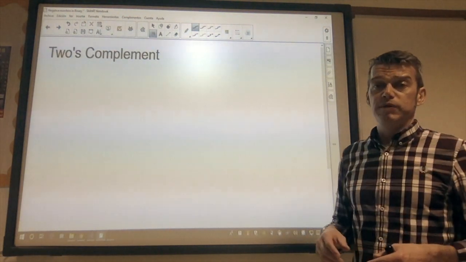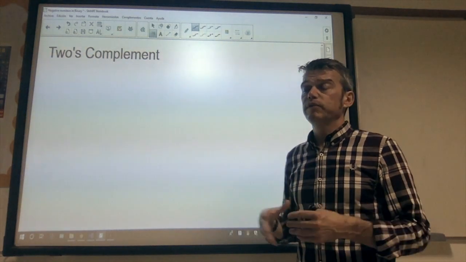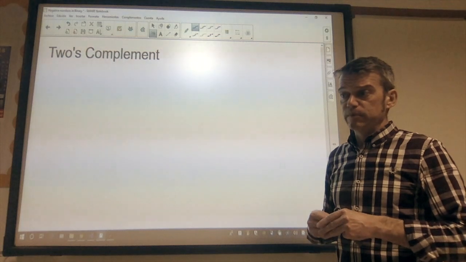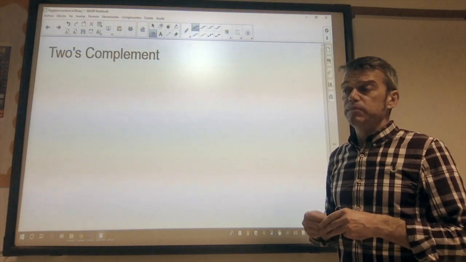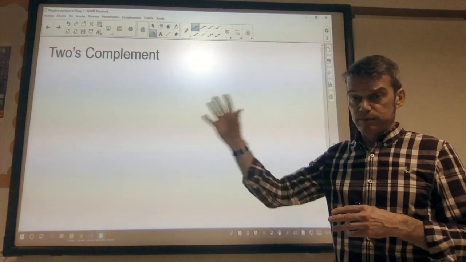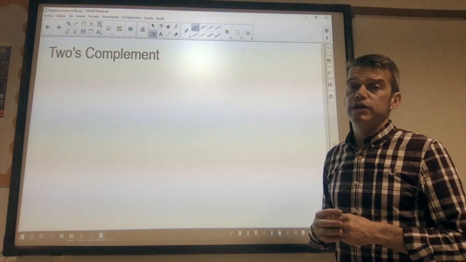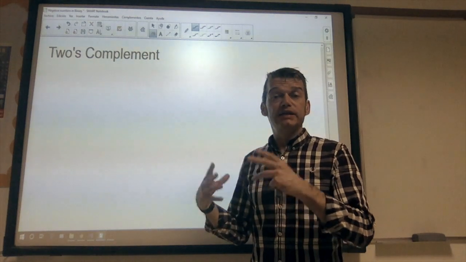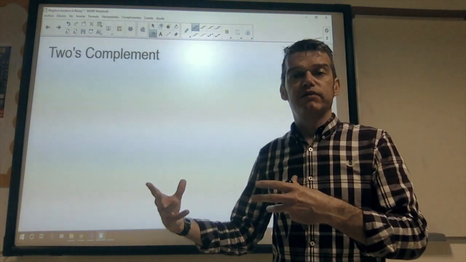So the sign and magnitude system works fine, but it does have some shortcomings. On to 2's complement. Now, 2's complement is a way of representing a negative number in binary, whereby the most significant bit, the bit on the left-hand side of the number, is considered to be negative. It takes its value, but as a negative value.